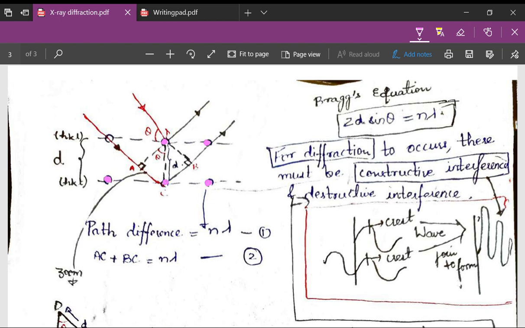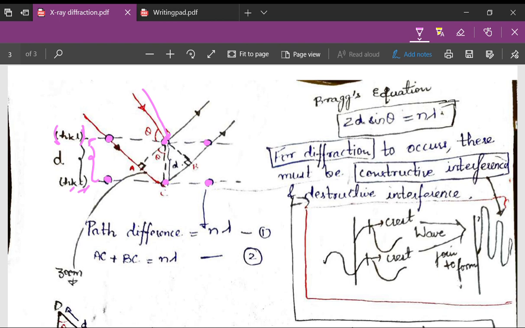These are planes of atoms denoted by HKL for the first plane, and the second plane also shows the Miller indices HKL, and the interplanar distance is D. So what happens when X-ray hits this atom?